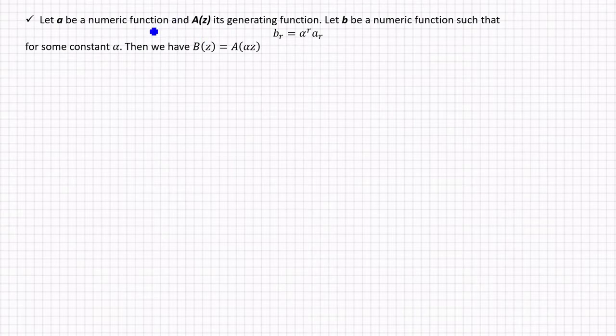So we have two numeric functions a and b, and if b can be written as alpha to the power r a_r, where alpha is one constant, then this numeric function can be written in the form of generating function as B(z) is equal to A(alpha z). So here we have b_r is equal to alpha to the power r a_r.